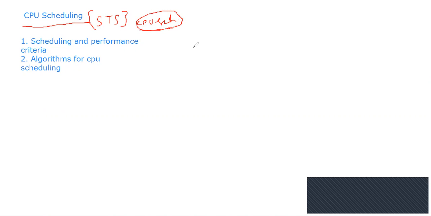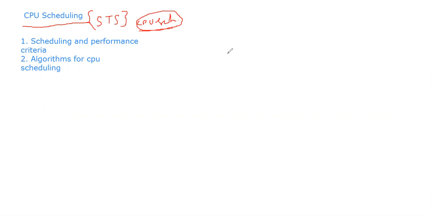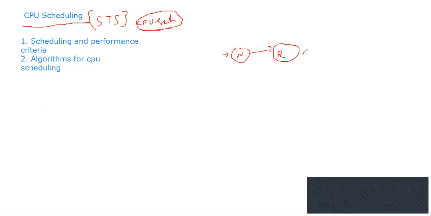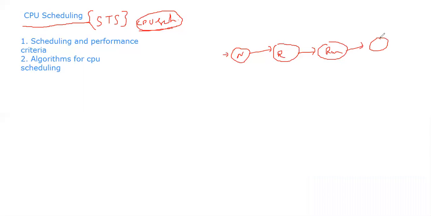Let's pick again the same diagram, that is our new state. Once a process gets created, it moves into the ready state. Now from the ready state it will move into the running state. After that it will get terminated. Otherwise it will move into the waiting state and come back again to the ready state.